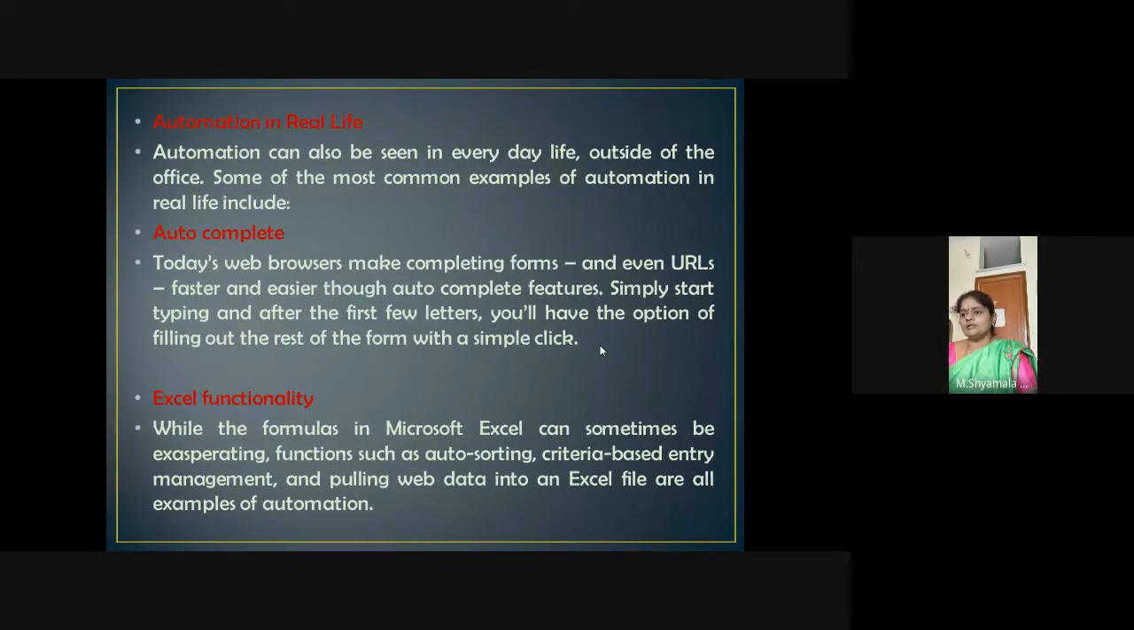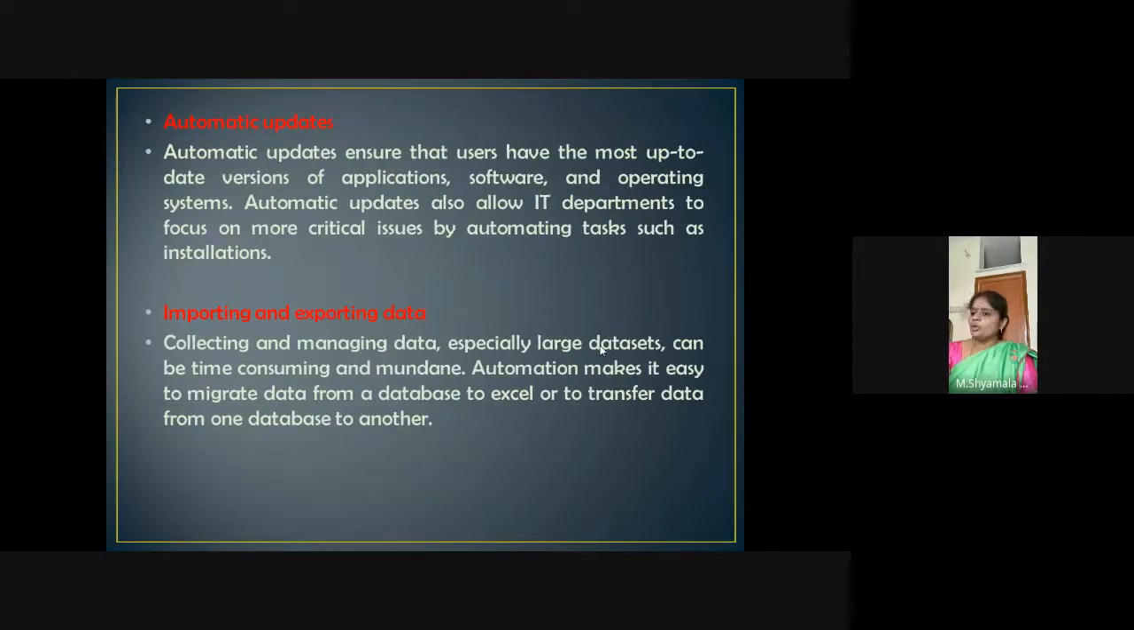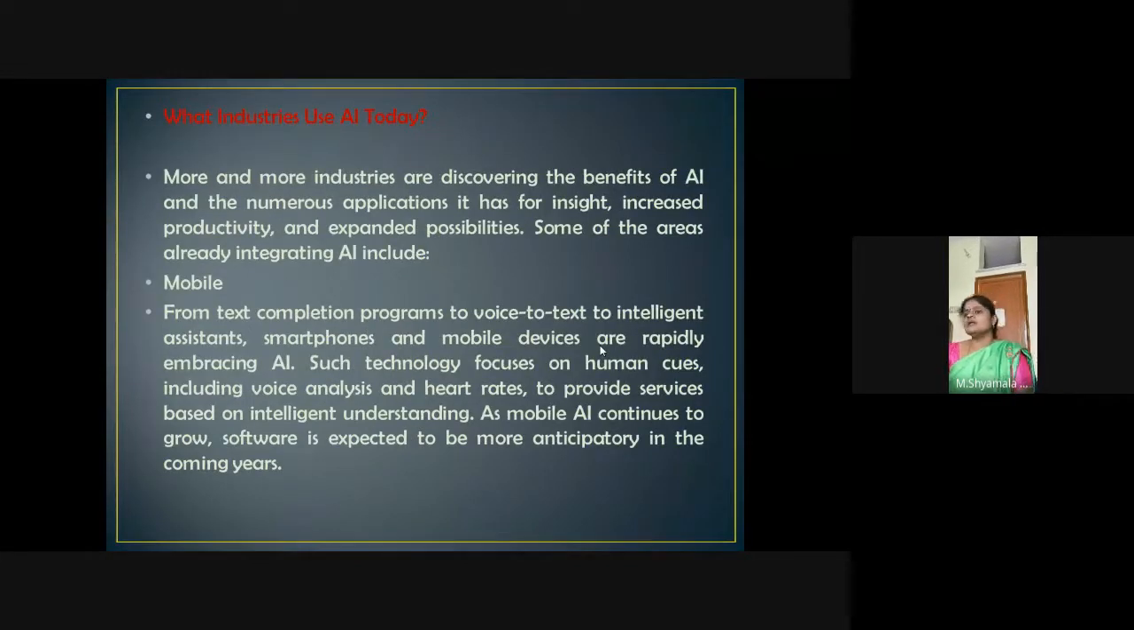Automation in real life. Automation can also be seen in everyday life outside of the office. Some of the most common examples of automation in real life include autocomplete, Excel functionality, automatic updates, importing and exporting data and everything. So these are some of our examples of automation in our daily life, in our daily routine work and daily routine environment. So next we will see which industries use AI today.